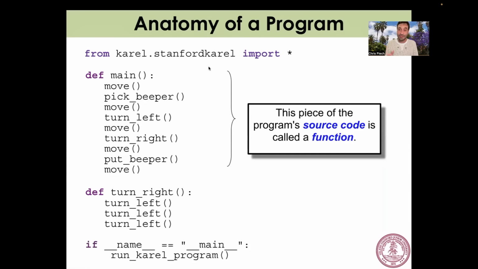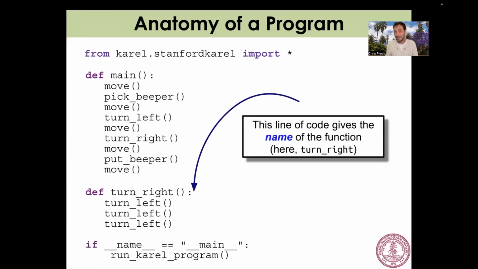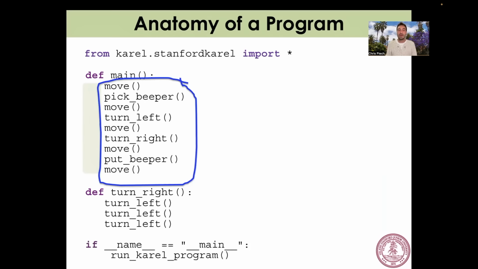A little bit of terminology so that you can speak like a coder. This piece of a program's source code is called a function. Code is actually short for this term source code, and source code is just the text that programmers write. This thing is called a function, and every function has a name, and this one's called main. This is also a function. This one has the name turn right. A function has a body, and that body says what are the commands of the function.